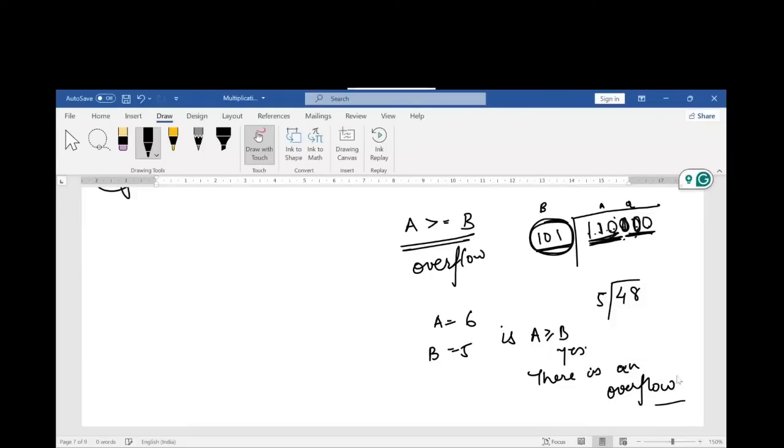We cannot perform division here. Now, what do you mean by overflow? This is 48, this is 5. What will 48 divided by 5 give me? 9 5s are 45, remainder is 3.